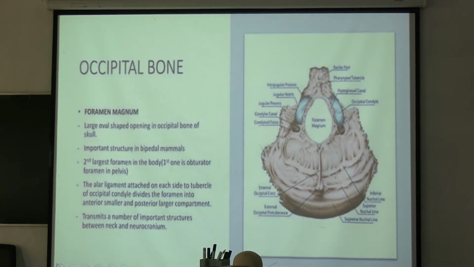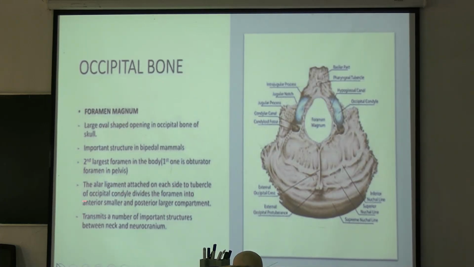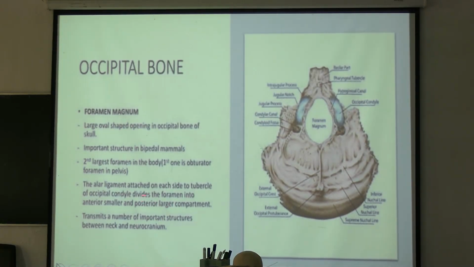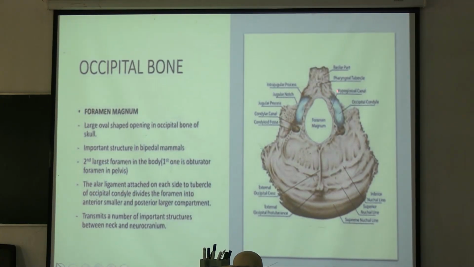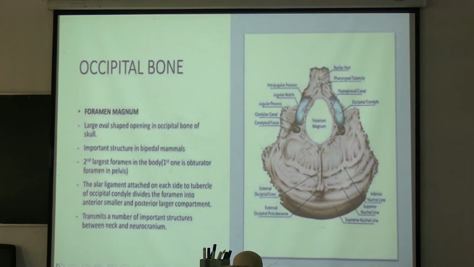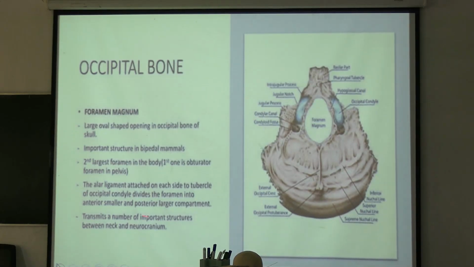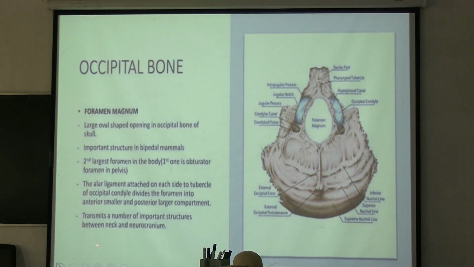The obturator foramen lies in the hip bone. The alar ligament, attached on each side to the tubercle of the occipital condyle, divides this foramen magnum into an anterior smaller and a posterior larger compartment. Here are the two tubercles. These tubercles are joined by the alar ligament, and this will divide the whole foramen into an anterior smaller part and a posterior larger part, and it transmits a number of important structures between the neck and the neurocranium. Neurocranium means brain.